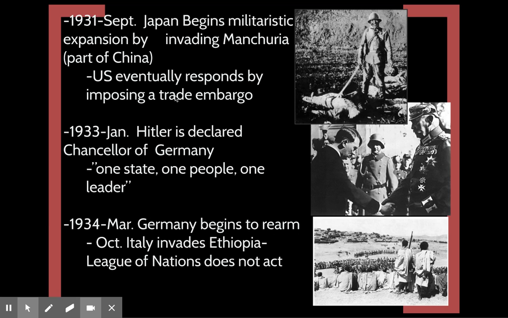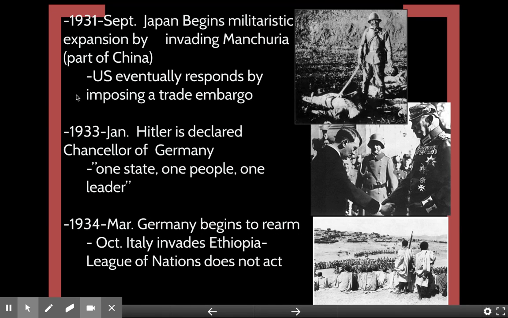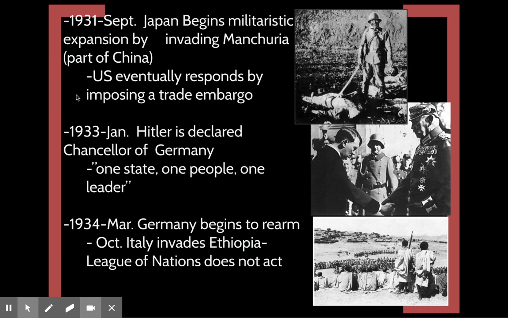The U.S. is going to respond by imposing a trade embargo, which means that we are not going to trade with Japan on certain things. Now, we're going to come back in a couple years and tighten those up, but that's kind of where we're at there.